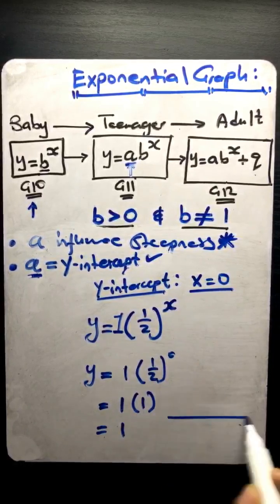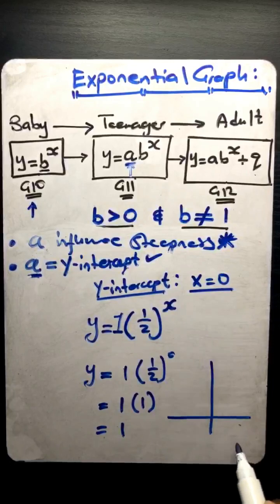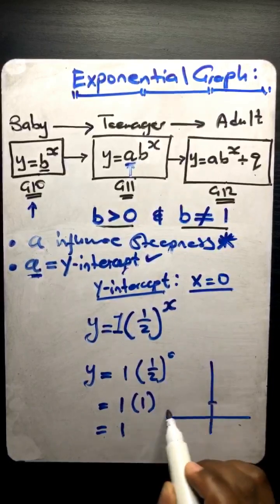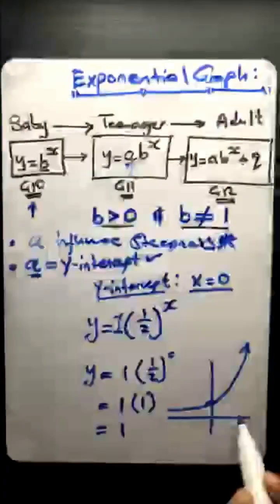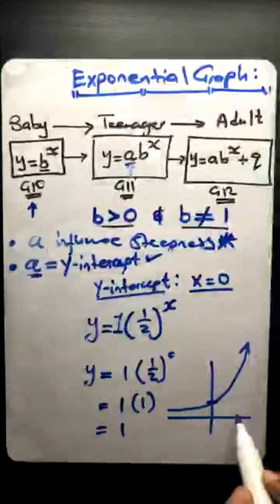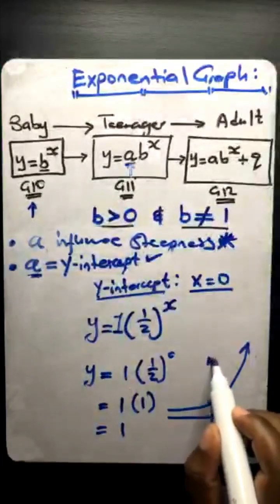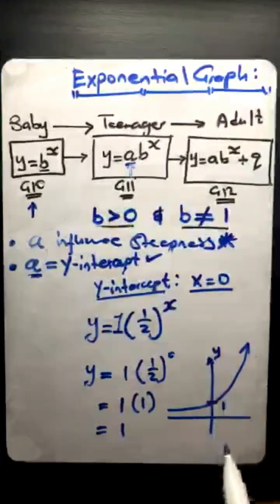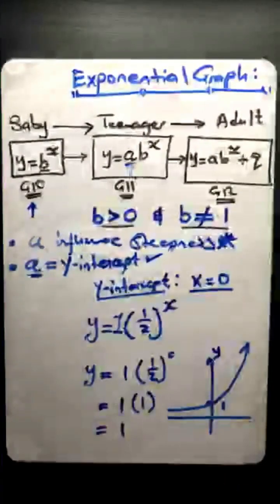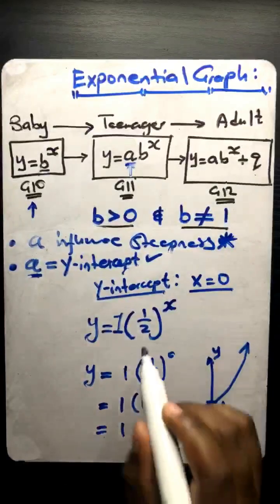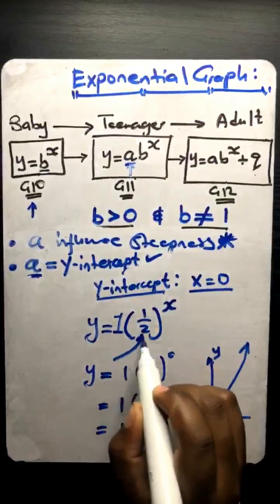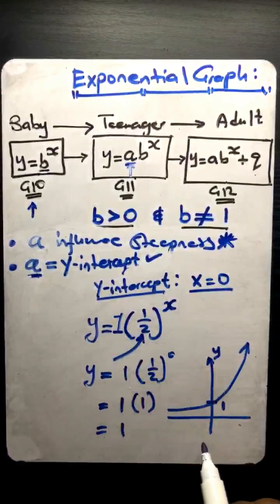So can you see, if you had to plot your function, it is going to cut the y-axis where y is equal to 1. But be careful of something very important. Is your b value greater than 1 or between 0 and 1? That's where that information is important.